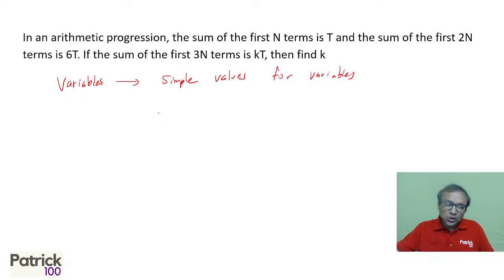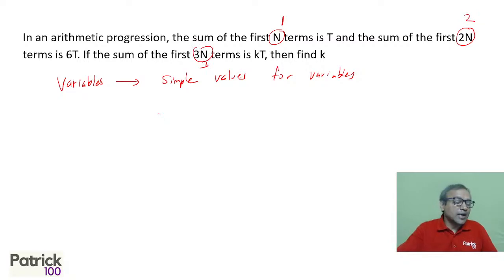We'll take a number of sums. It's also very common in the examination, and it can easily be solved by substituting values. For example, in this case, I'm just giving you a hint. n you can take as 1. That's the one variable you can take, right? So automatically 2n will become 2 and 3n will become 3.